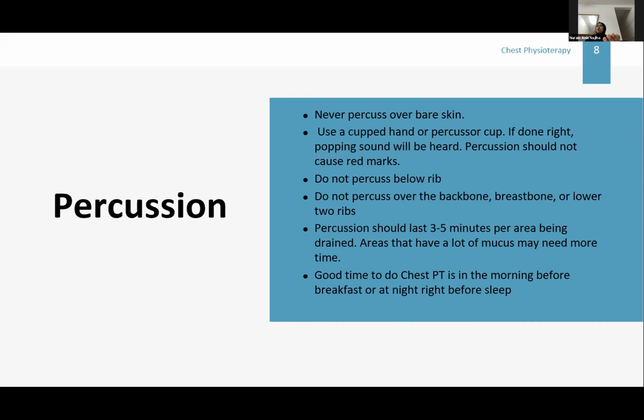A good time for chest physiotherapy is in the morning, when your child is not eating yet, because it can remove the secretion that has built up during the night. Another good time is right before sleep, so that the child will have a restful sleep.